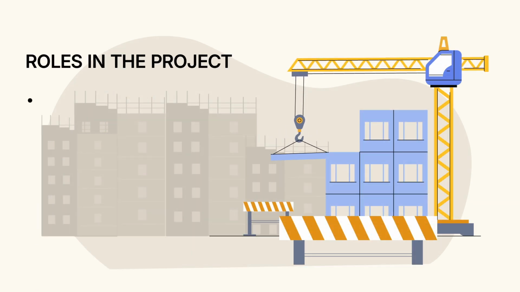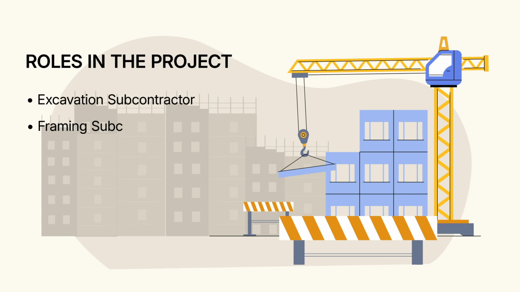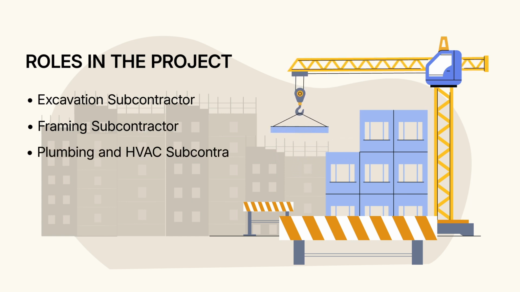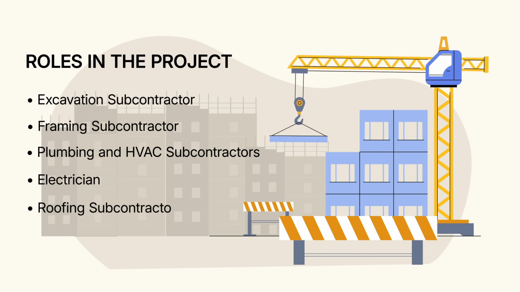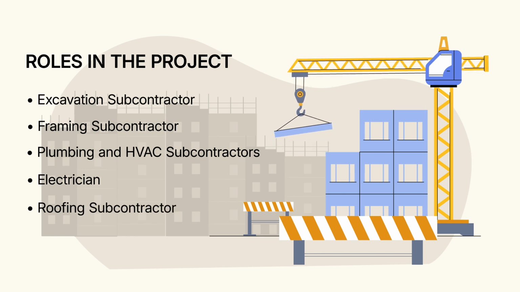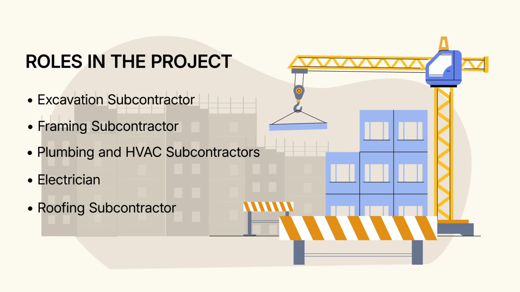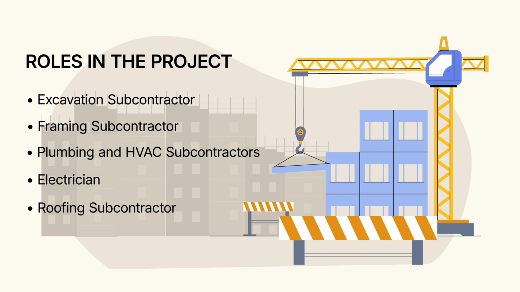For example, the excavation subcontractor, the framing subcontractor, the plumbing and HVAC subcontractors, electricians, roofing subcontractors, etc. Their significance is that they ensure a specialized task is done correctly and efficiently. Without them, the general contractor would have to hire workers for each skill, which isn't practical or cost-effective.